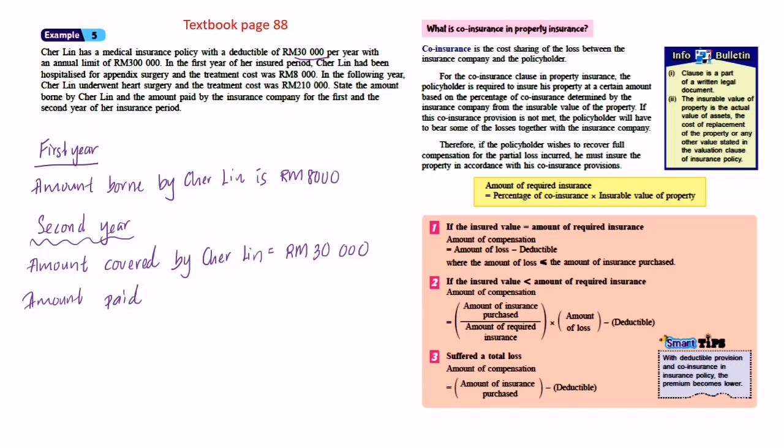Amount paid by the insurance company. Treatment cost 210,000 minus the deductible amount 30,000. So equals 180,000.